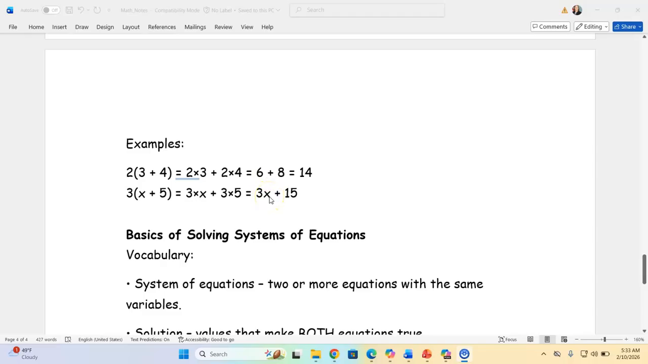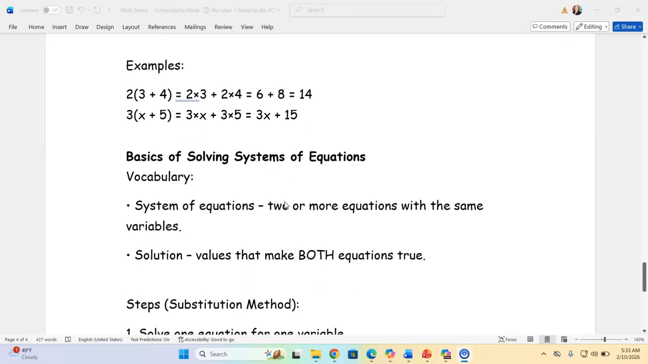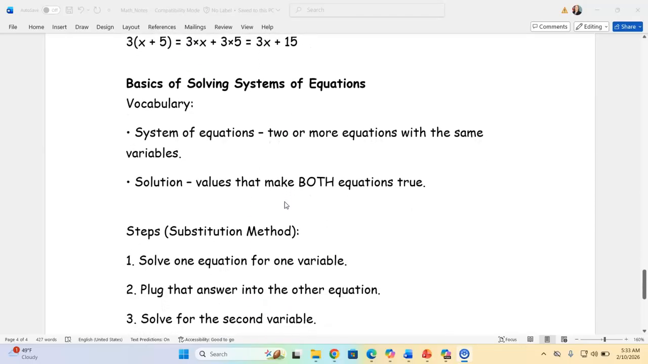Do not drive yourself crazy always thinking you have to come up with a number. We don't know what x is. We have no way to solve for x. We just know that 3x, 3 times x, right, plus 15 is the solution in this case. So speaking of solving systems, here's your vocabulary.